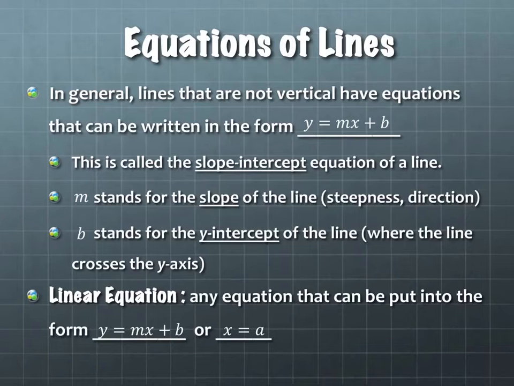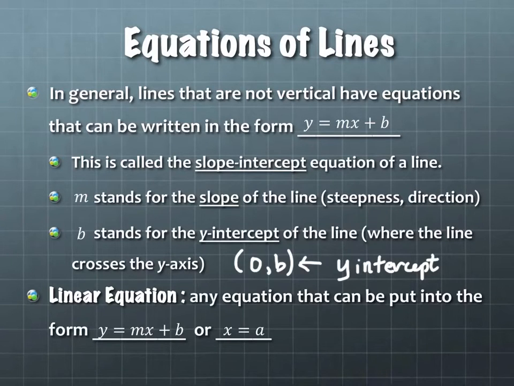Now, b is not the y-intercept. It stands for the y-intercept. The y-intercept is always a point, and it is the point (0, b). So this is actually my y-intercept. The b in the equation simply helps me to identify the y value for the y-intercept. Okay? So please don't tell me the y-intercept is 5. It's not 5, it's (0, 5).